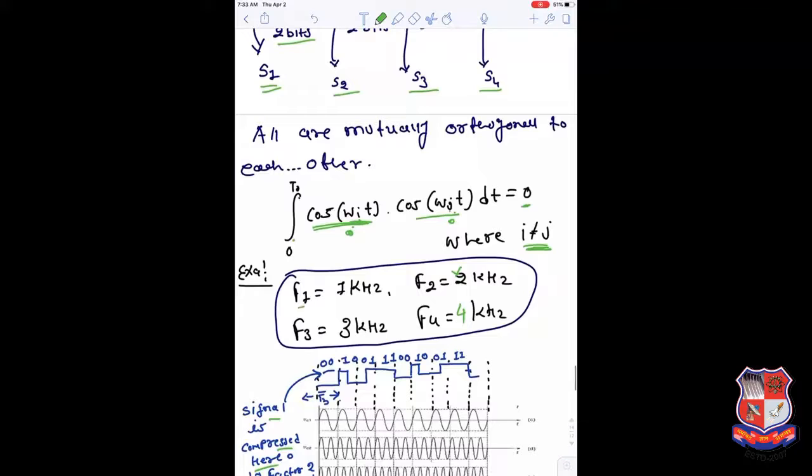For example, you can choose the carrier frequency of the first signal as 1 kHz, the second as 2 kHz, the third as 3 kHz and the fourth as 4 kHz. So these are the pairs of mutually orthogonal signals.